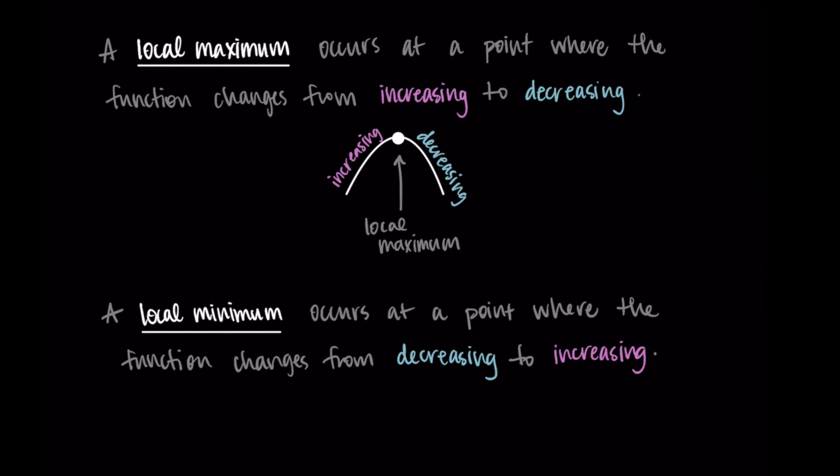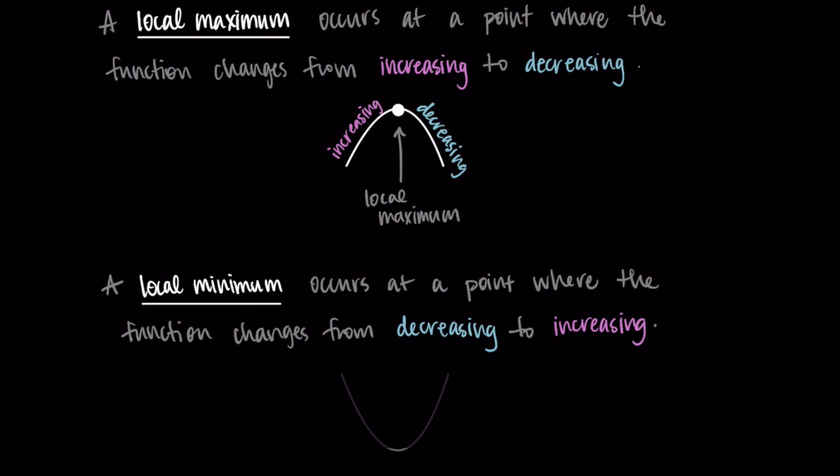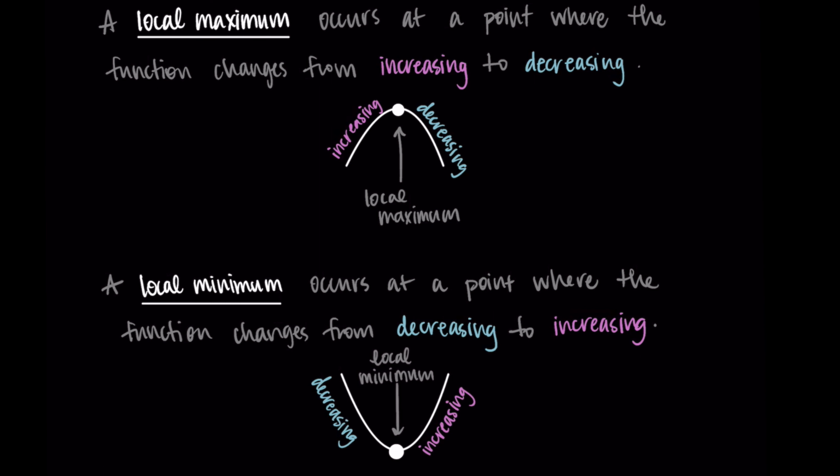Similarly, we have local minimums anytime the function changes from decreasing to increasing. So this is like a valley, we're going down and then up. Anytime this change happens from decreasing to increasing, that's a local minimum. So let's talk about what this looks like on the sample graph we had.